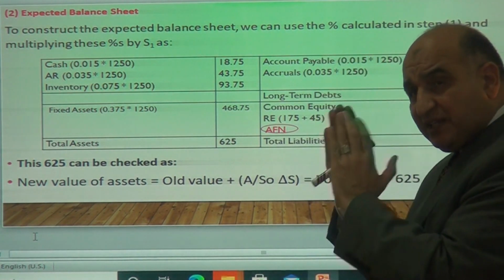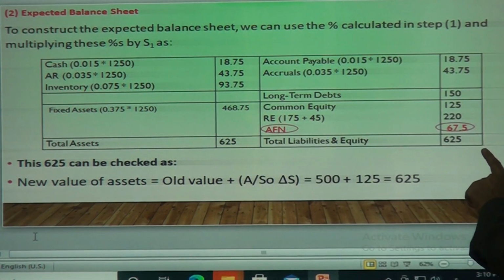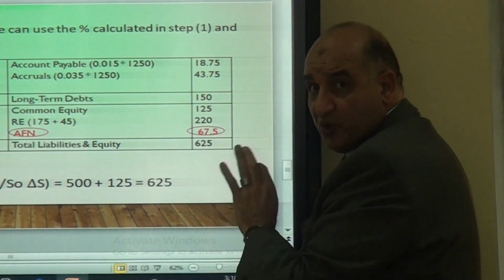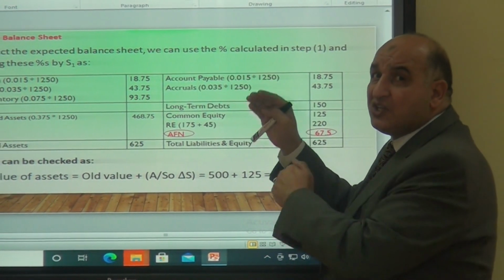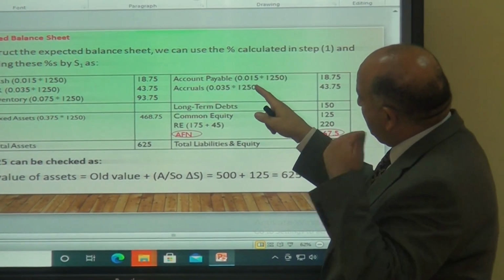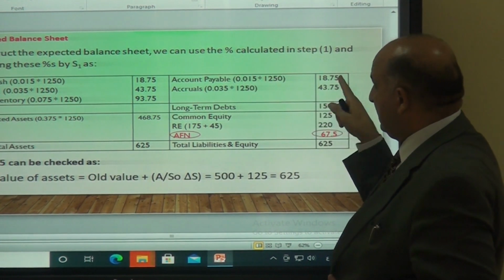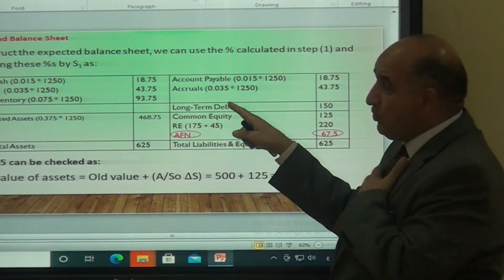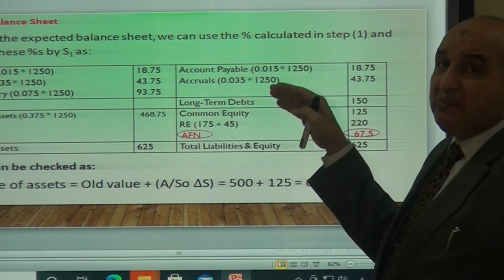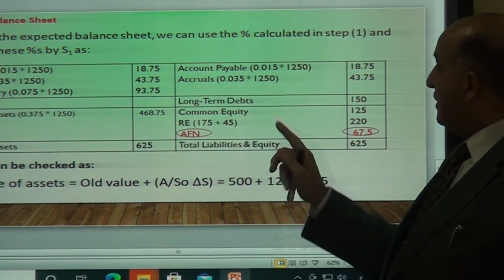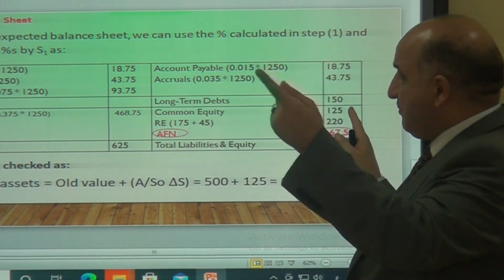Because this is a balance sheet, 625 must be the total liabilities and equity. This must equal this one. Those two accounts must change automatically. So we have to use the ratio 1.5 multiplied by 1,250. So this is the new accounts payable, and the accruals will also increase. So this is the new accruals. The remaining items must stay the same. Long-term debt didn't change, 150 from the beginning.